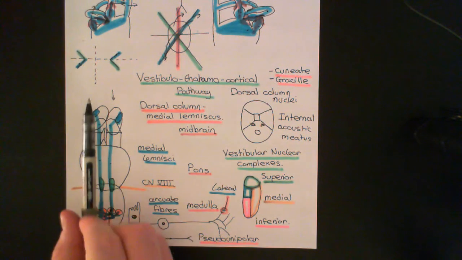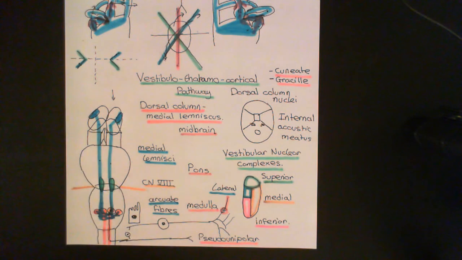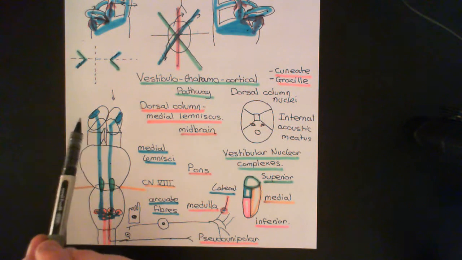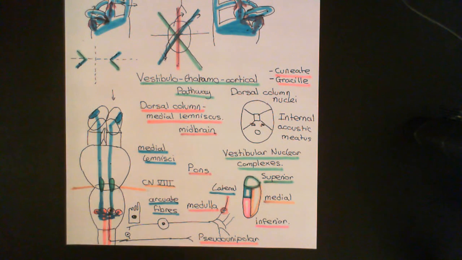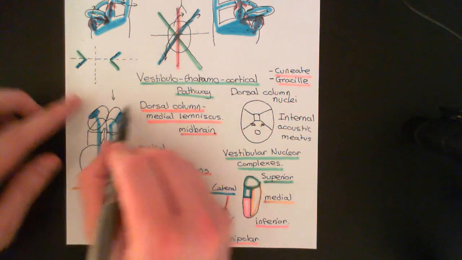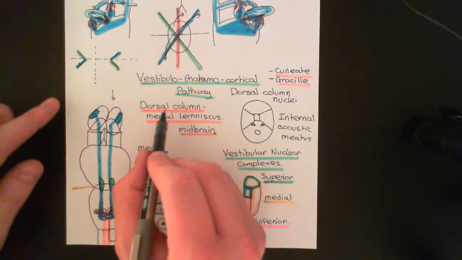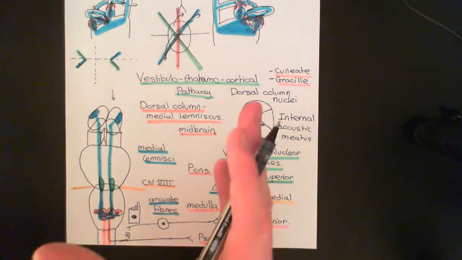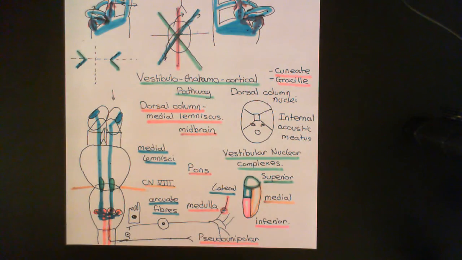Okay, and it's going to now ascend up to the ventral lateral and ventral posterior thalamic nuclei, and there it will synapse onto a third order neuron, and that third order neuron will now go up to the cortex. So it'll go into the internal capsule and then up to the cerebral cortex, and it will synapse on a neuron at the cerebral cortex.